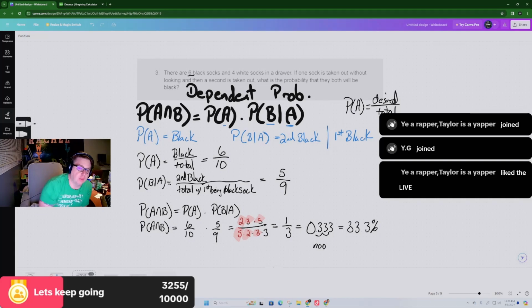It should stand to reason that you should be able to do it 1 out of 3 times, where I pull a black and I pull a black, or I pull a black and I pull a white, or I pull a white and then I just start all over. So 1 out of 3, we should get black, black for our socks.